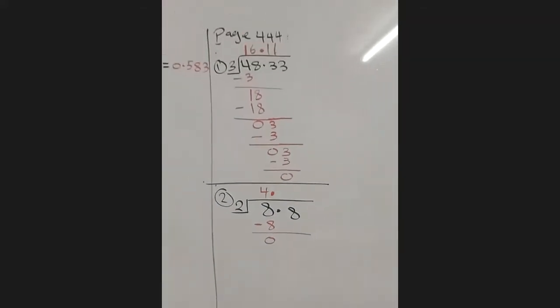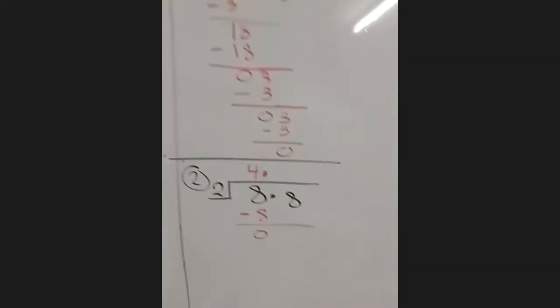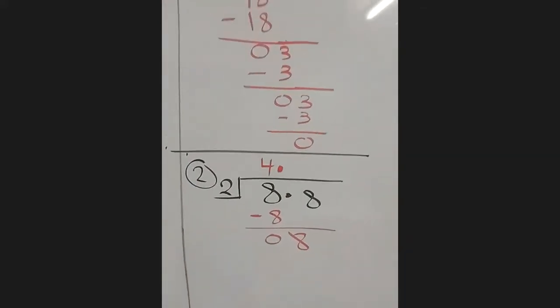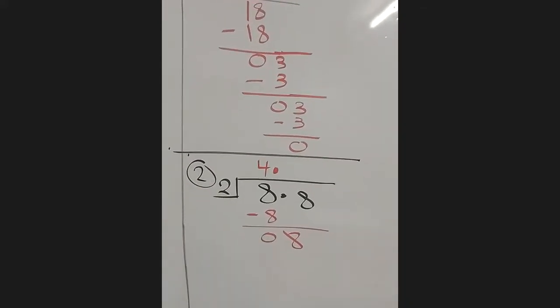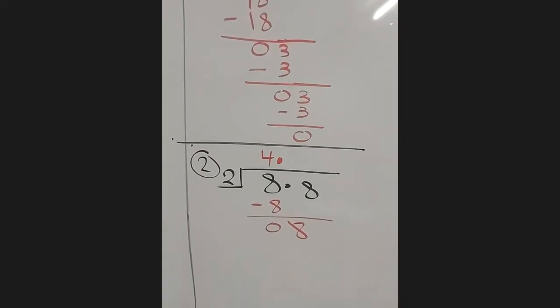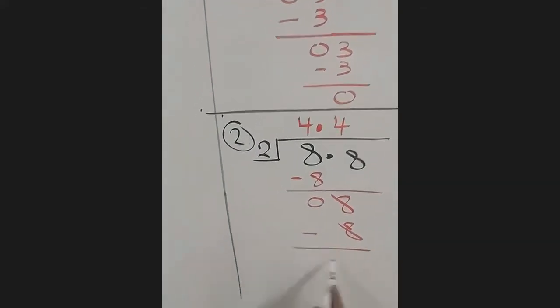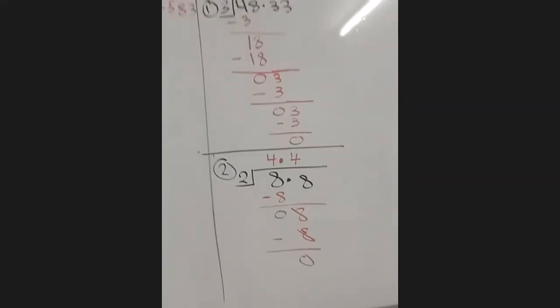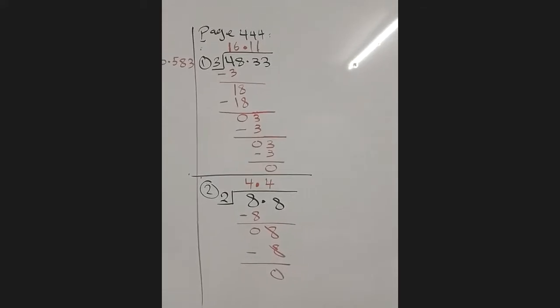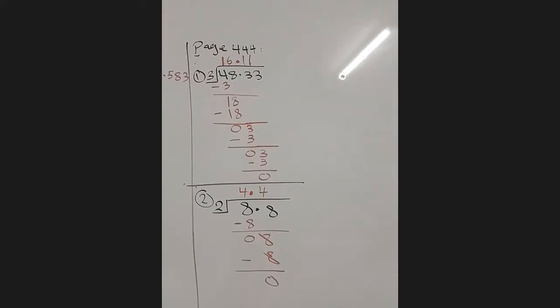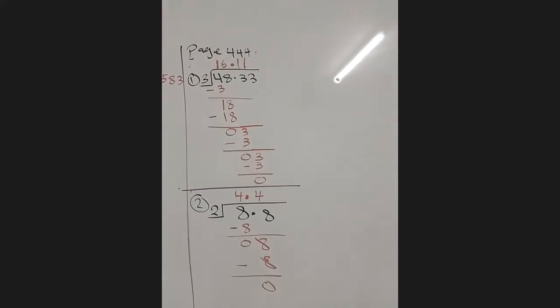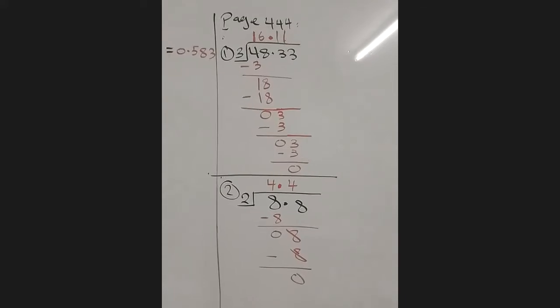Then the 8 goes down. Now we'll do, yalla, 8 divided by 2 equals 4. 4 multiplied by 2 equals 8. Subtract, 0. So what's the answer? 4 decimal 4. Do you understand that?